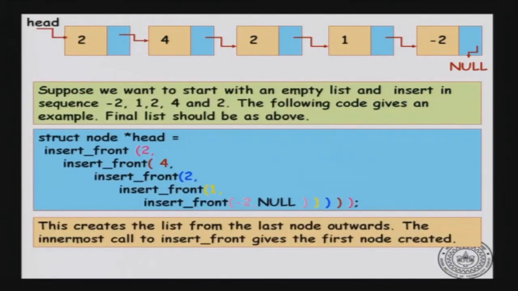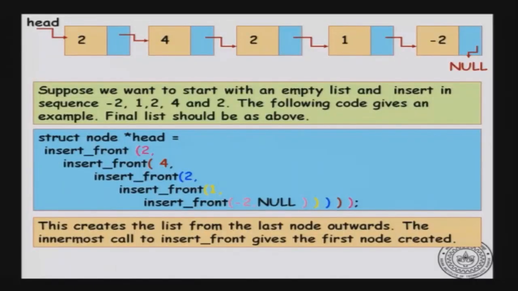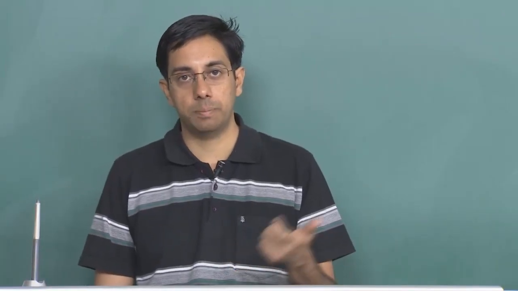Okay. And now you can call this function multiple times. Suppose you want to start with an empty list and insert -2, then insert -1, then insert 2, then insert 4, then insert 2. You can call these functions one after the other. Okay. So, I can just say struct node head equal to insert front 2 of insert front 4 of insert front 2 of 1 of -2. So, this is the sequence of functions, and this is the list that you will end up with. So, once you have the function to insert at the beginning of a list, you can use that function multiple times to build up the list.